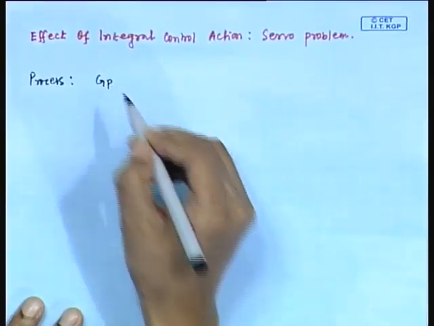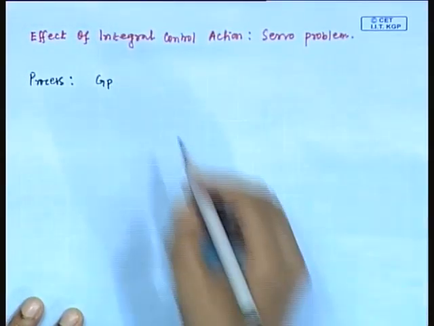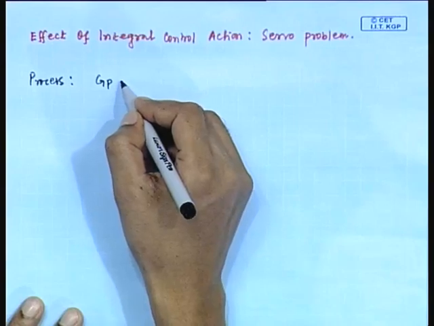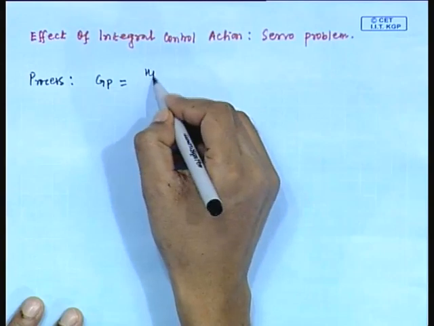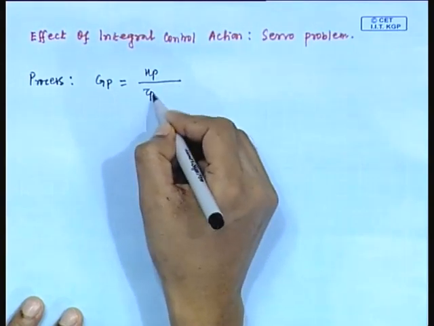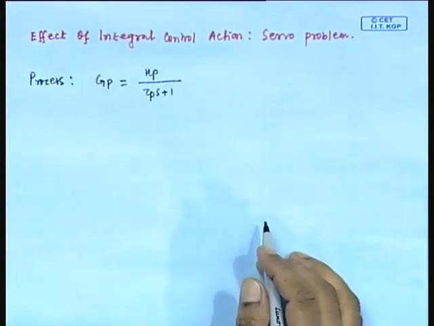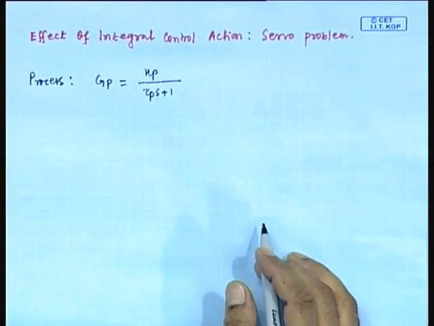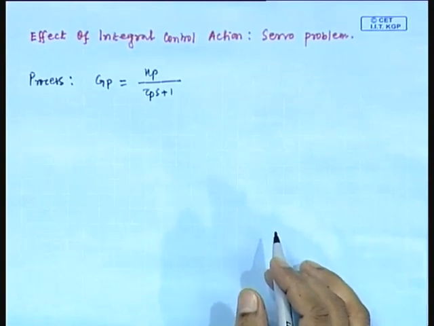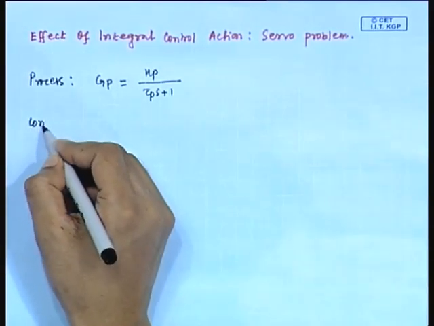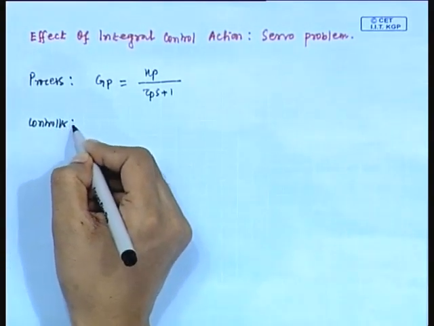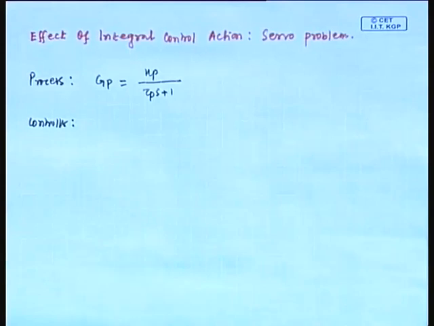So, for first order process the transfer function can be written as Gp equals Kp divided by tau P s plus 1. This is the transfer function of a first order process. Next element is the controller. Fine, the controller is the integral controller.